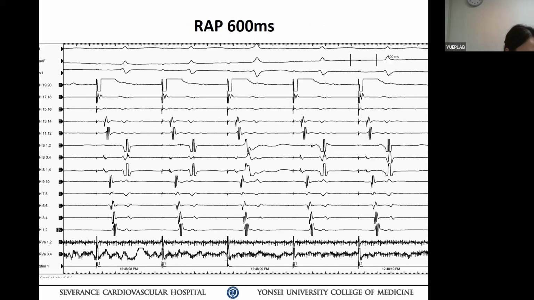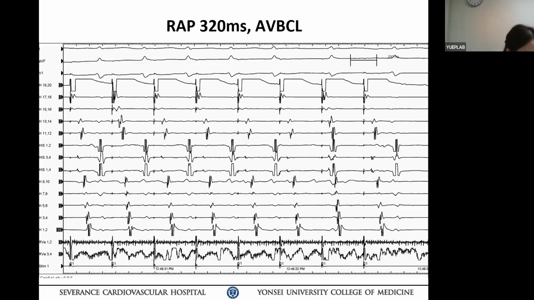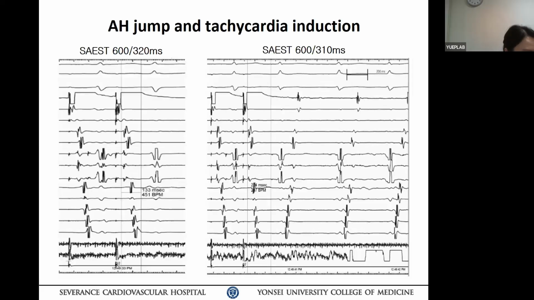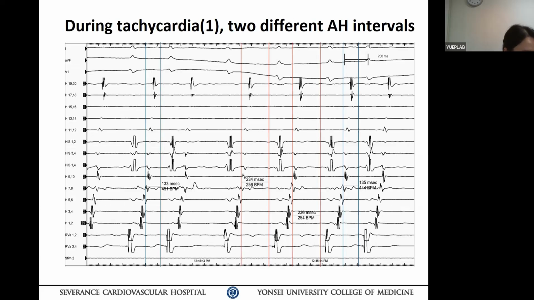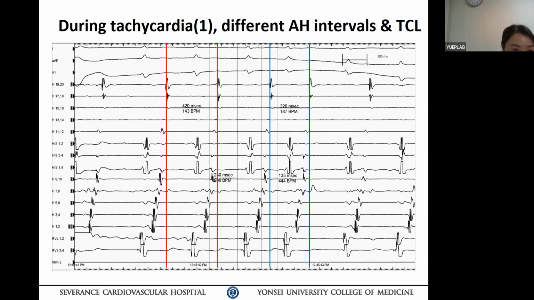This was during the rapid atrial pacing. AV block cycle length was observed during the rapid atrial pacing at 320 milliseconds. AH jump and the tachycardia were observed during the single atrial extra stimulus test, 600 to 310 milliseconds. During the tachycardia induction, intermittently the AH intervals and the tachycardia cycle length changed. This indicated that a different AV nodal pathway was being utilized.